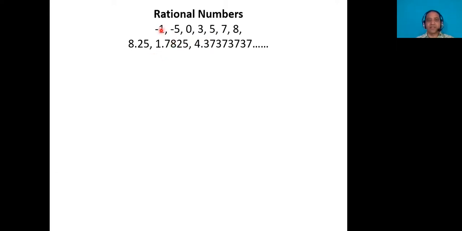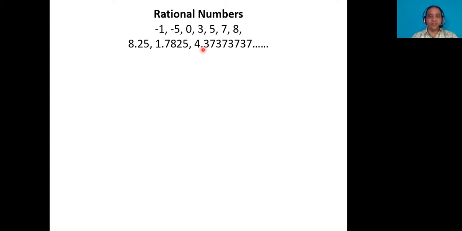See these simple integers, and decimals: 8.25 is a terminating decimal, 1.7825 is a terminating decimal. These are rational numbers. This is a non-terminating decimal, 4.373737 and so on. This is a non-terminating repeating decimal, a non-terminating recurring decimal. Such types of decimals also come in the category of rational numbers. Then what comes in the category of irrational numbers?